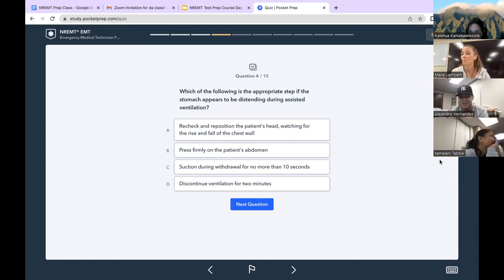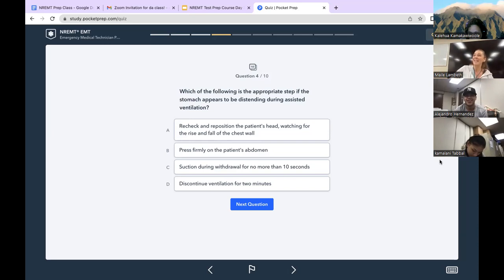There was a procedure where you do that. Yes, so that is in your OB, so don't let that confuse you. We'll get to that with OB. That's when we're pushing on the belly to help get that baby out.